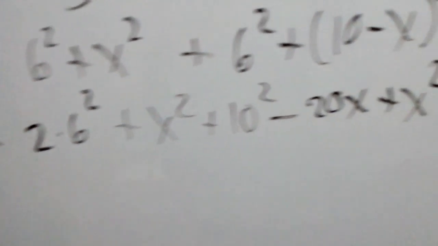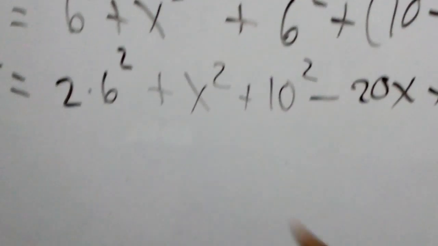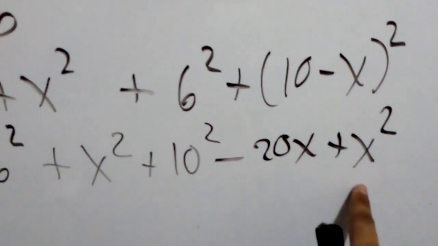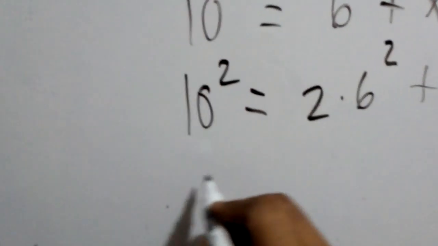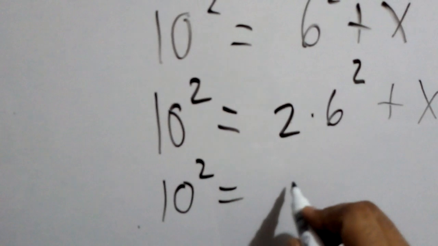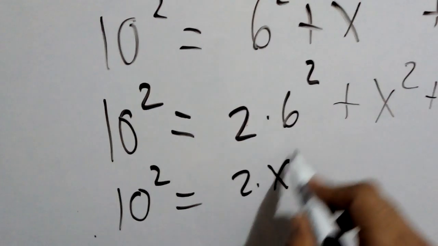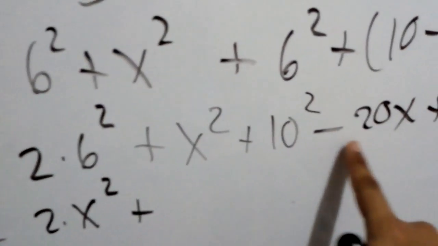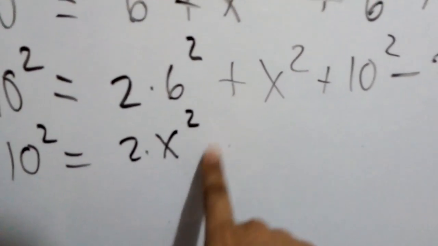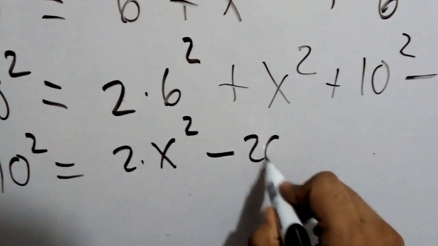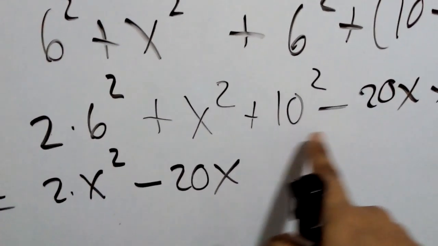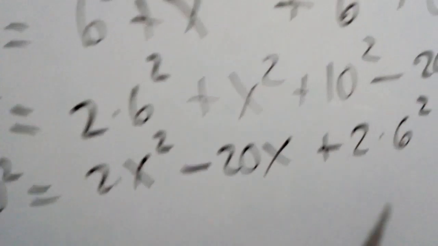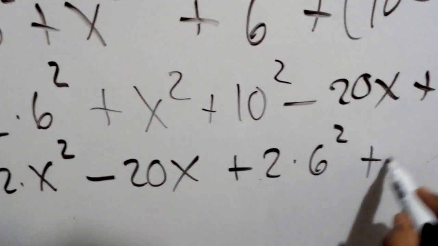What is next? Well, we have these like terms, x squared and the x squared, 2 times. So we have 10 squared equal 2 times the x squared, minus 20x instead of the plus, I will write minus 20x, plus 2 times the 6 squared, and this term is plus.